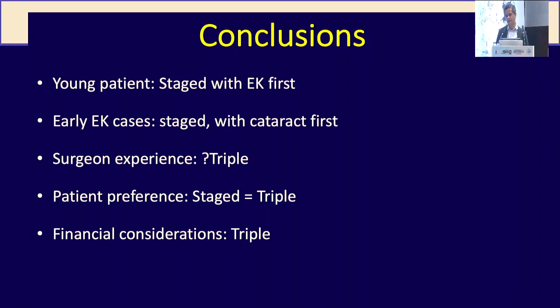I always look at, if you speak with someone and say, well, I'm experienced enough to do a triple procedure, I won't have any issues. And somebody else might say, well, I'm experienced enough to do an EK first and then take care of my patients in a better way, giving them 20/20 or 20/15 vision. Patient preference, as I said, really depends on how you are leading the discussion. Staged can be as good as triple.